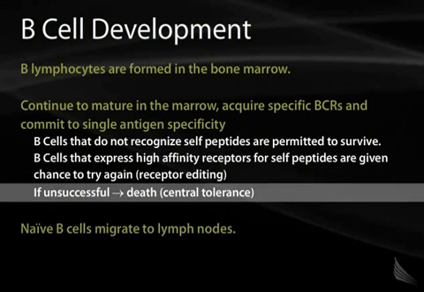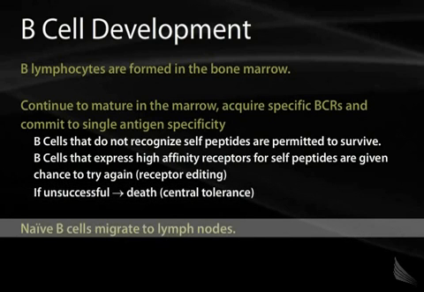If this receptor editing is unsuccessful and the B cells are still specific to self-peptides, then they will undergo death as part of our central tolerance mechanisms. The naive B cells that make it through this process, that survive and are not self-reactive, will then migrate to the lymph nodes, where they will set up shop and wait for the lymph to be filtered through and try to detect antigen.